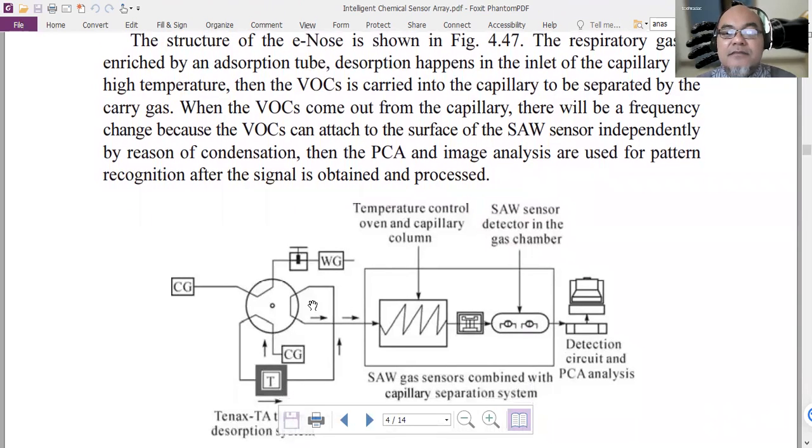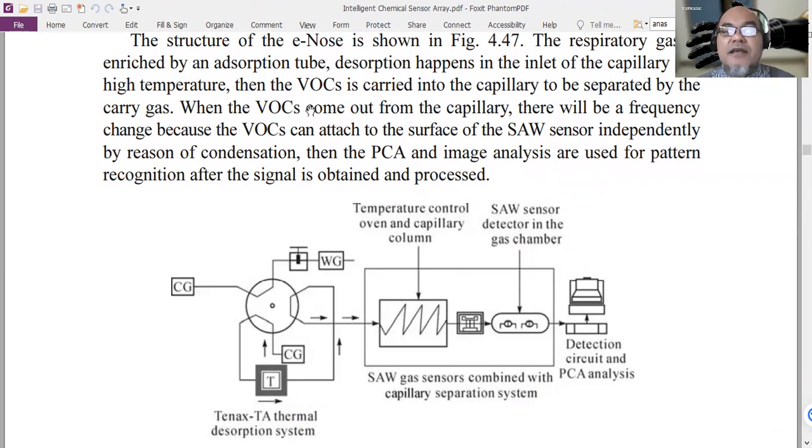Yeah, this one has the temperature control oven and capillary column. So the gas is flown here. The VOC, the volatile organic compound, is carried into the capillary to be separated by the carrier gas. The CG is carrier gas. Okay, this is the carrier gas being mixed.